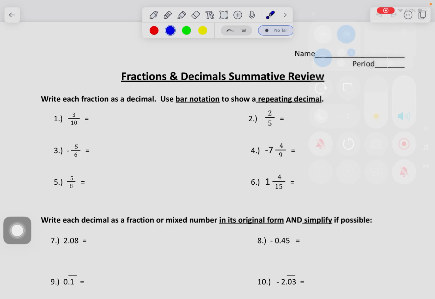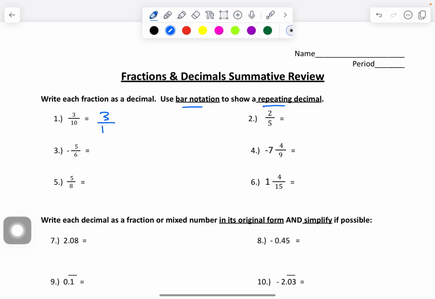All right, so the first one says, write each fraction as a decimal and use bar notation to show repeating decimals. So if it's a repeating decimal, you have to make sure to use bar notation. Remember that to turn a fraction into a decimal, that fraction bar means to divide. So you're really doing 3 divided by 10. In the first one for number 1, 3 divided by 10 would be 0.3. I would also very much appreciate it if you could box in your answers on the summative.